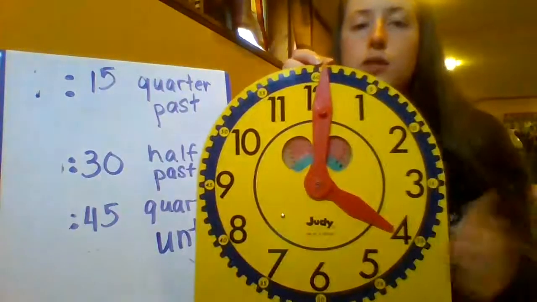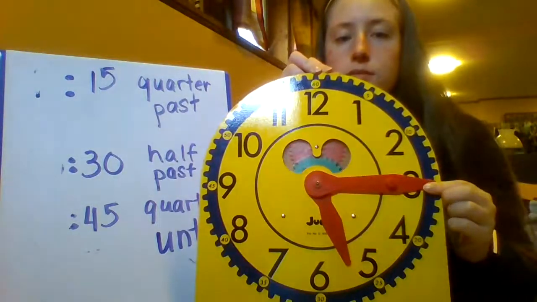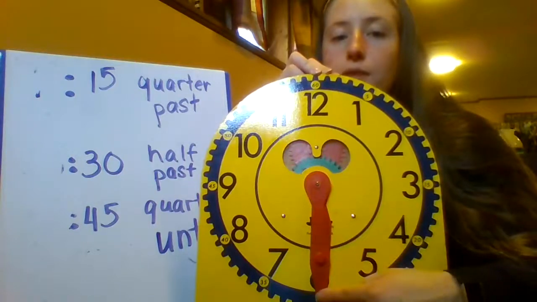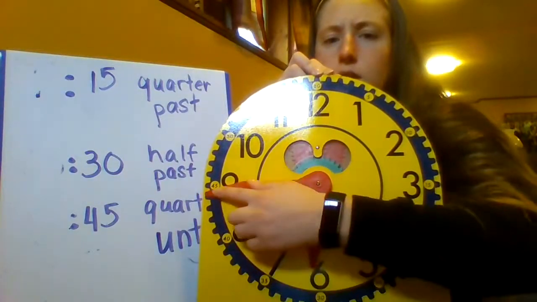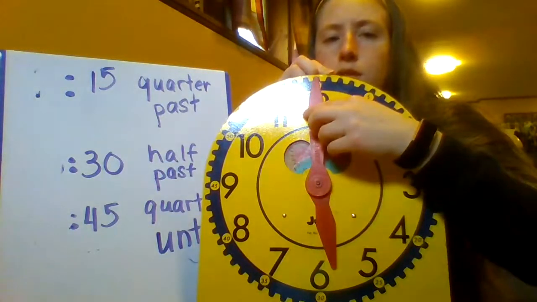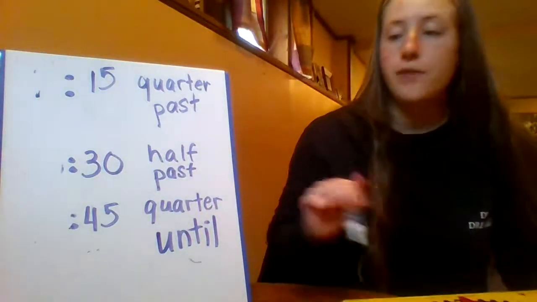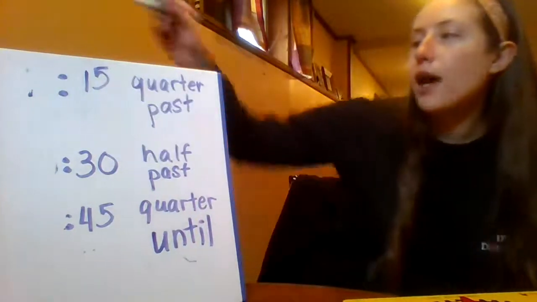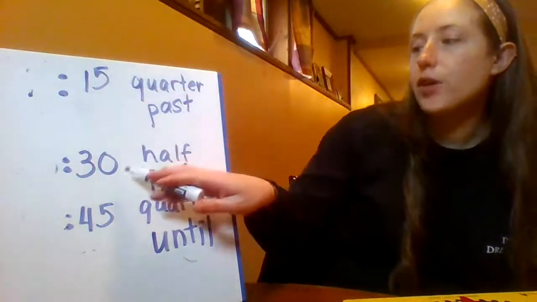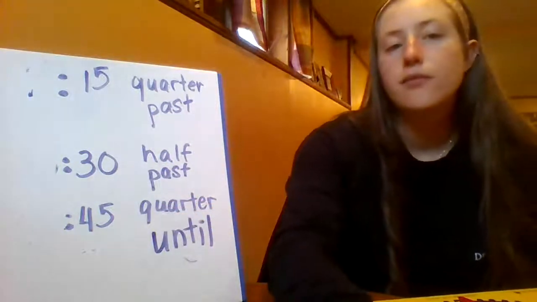Now let's see if I can do this. 5:15. 5:30. 5:45. 6 o'clock. All right, friends. If I have 15 minutes, it's quarter past. If I have 30 minutes, it's half past. If I have 45 minutes, it's quarter until.